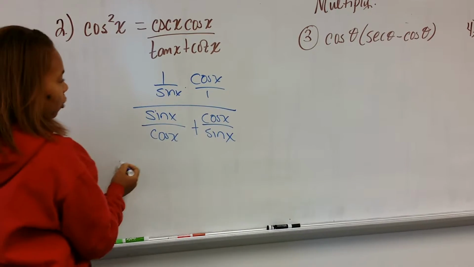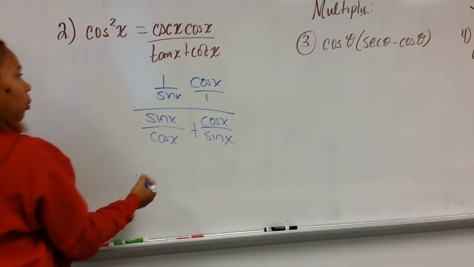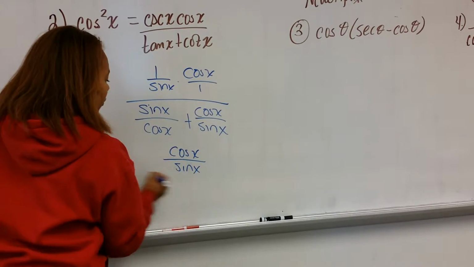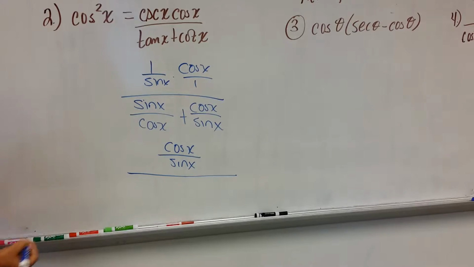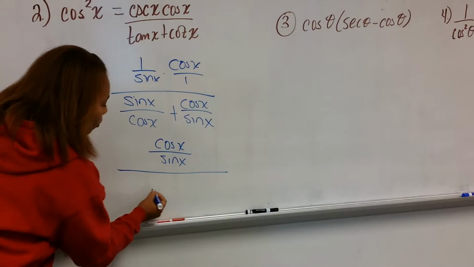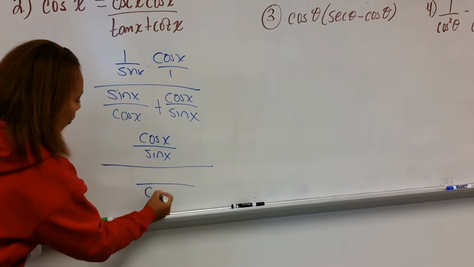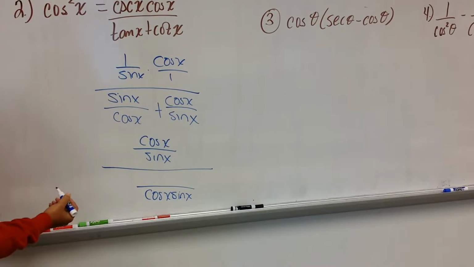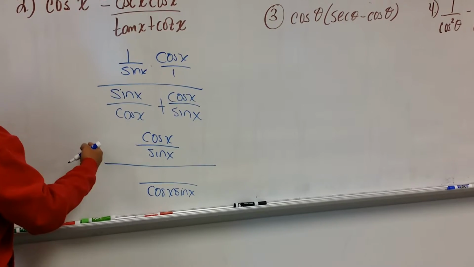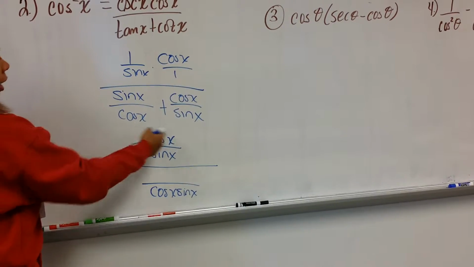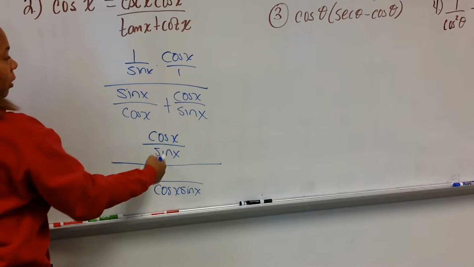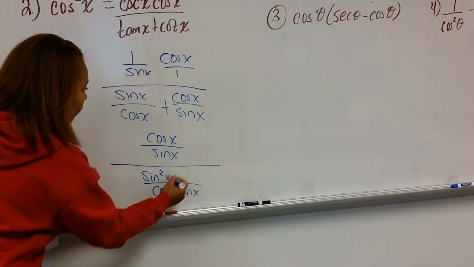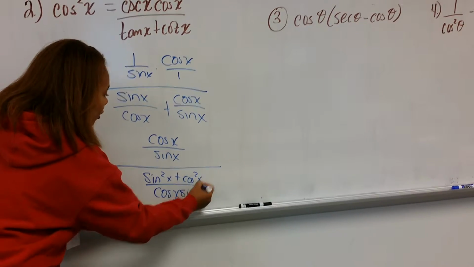So we'll simplify the numerator, consolidate it to one quotient, so cosine x over sine x. In the denominator, you have to get the common denominator. So we're going to go ahead and write what that is. It's cosine x sine x. And in the numerator, I'm cross multiplying here, multiplying this one by what it doesn't have, which is sine x, this one by what it doesn't have, which is cosine x. So this becomes sine squared x plus cosine squared x.